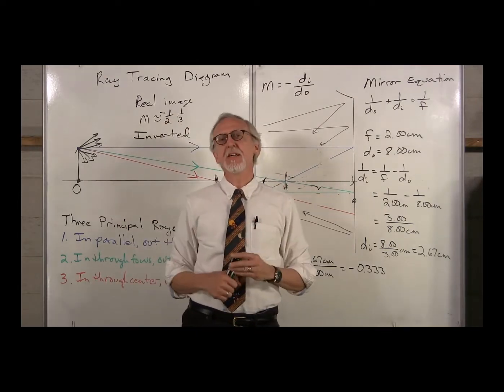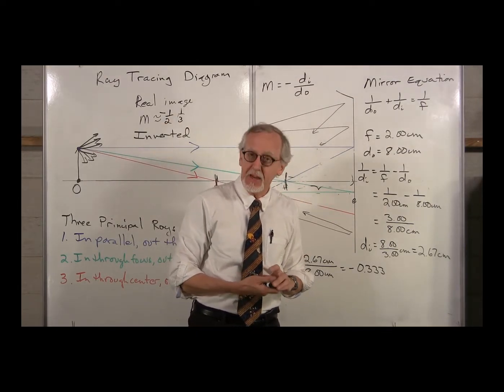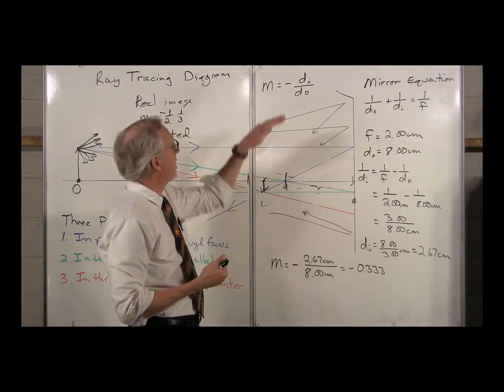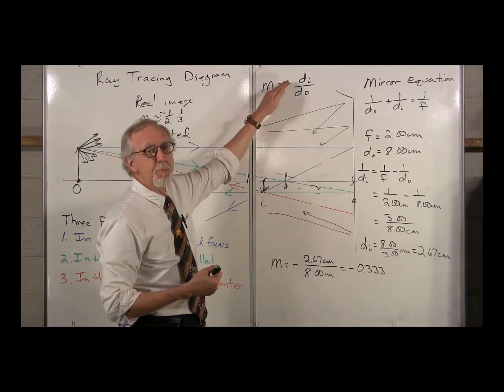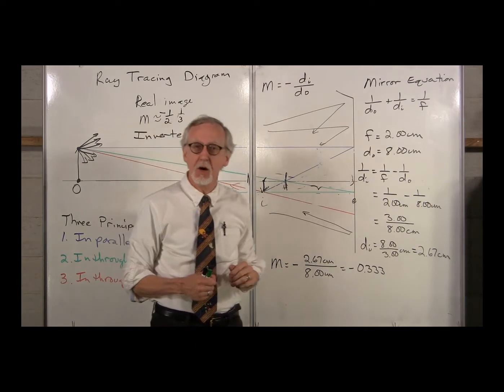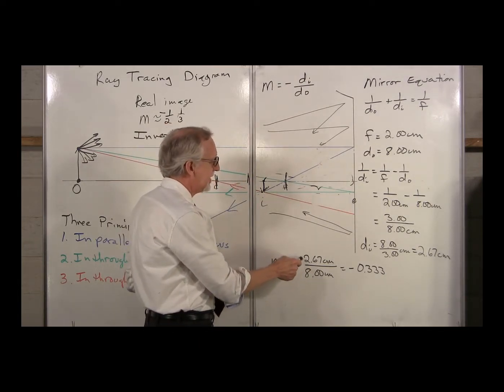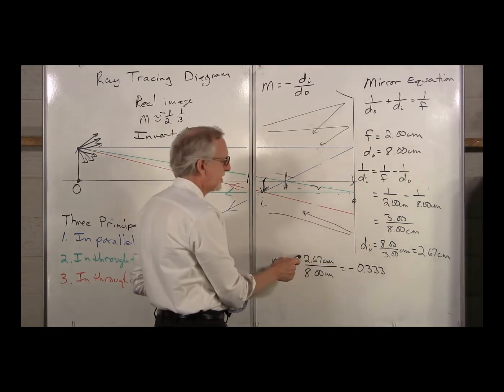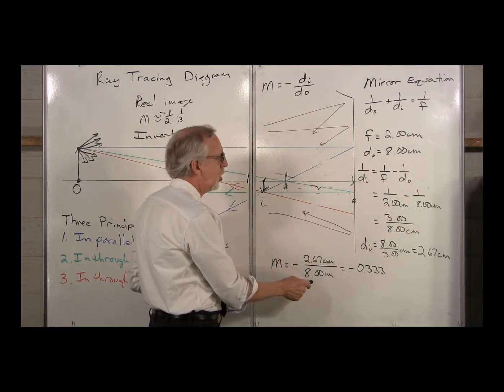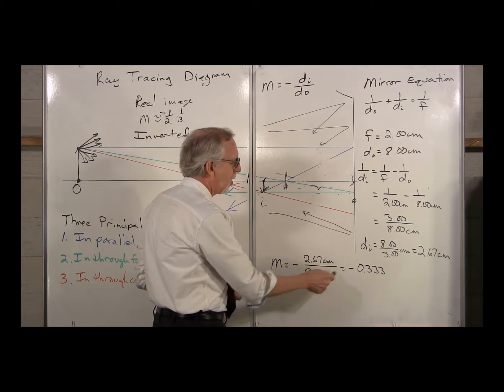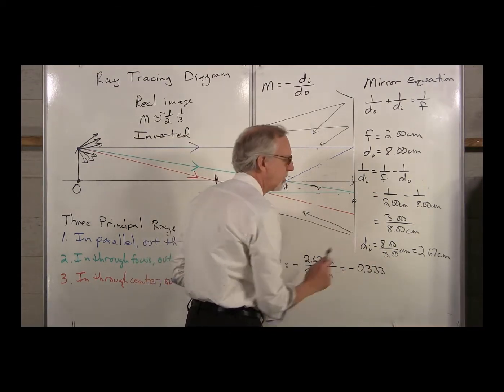We have another relationship, and that tells us the magnification of our image. The magnification is equal to minus di over dO. So what do we get in that case? We get the magnification is minus di, which is 2.67 centimeters, over dO, which is 8 centimeters, or negative 0.333.